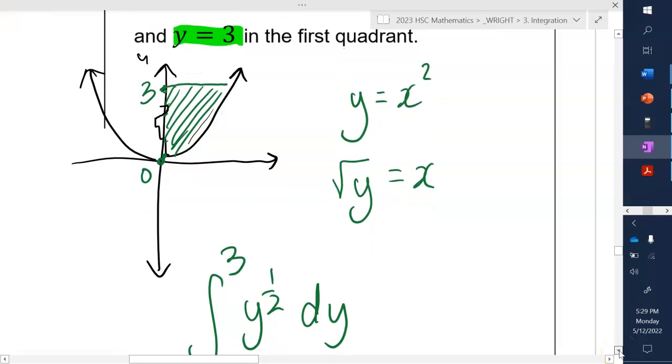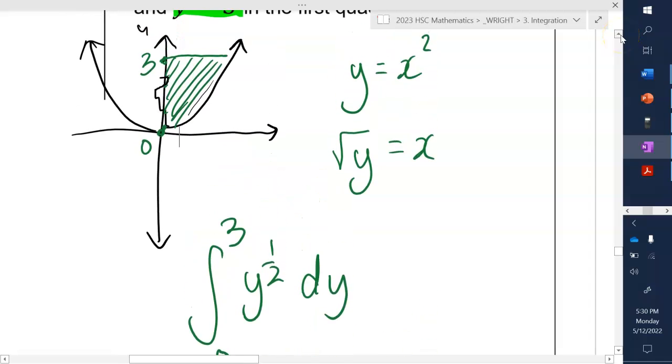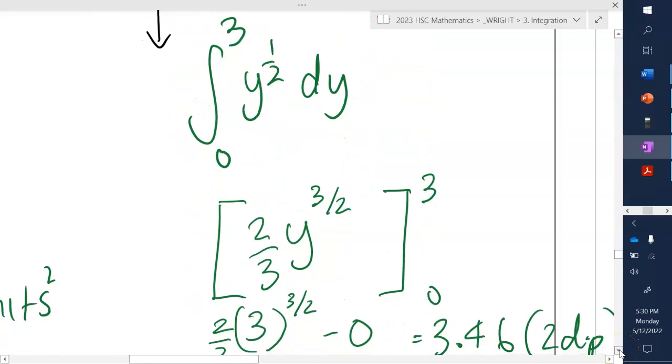We're going to put that straight into our integral. We're finding the integral between 3 and 0 of the square root of y, which we write as y to the half dy. We integrate that with respect to y, putting it in square brackets with our upper and lower limits. We're going to integrate y to the half. Let's add 1 to the power. A half plus 1 is 3 over 2.